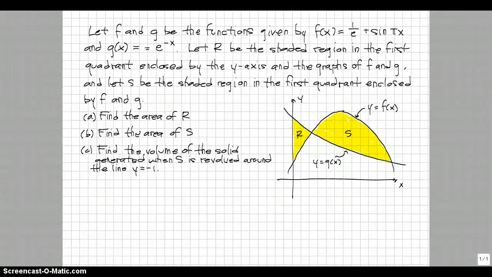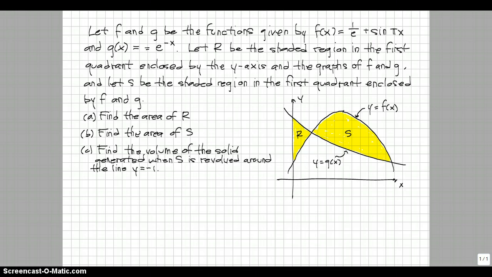Solution on a free response problem that we worked through in class the other day. It gives us another chance to practice or review how to find areas between curves, how to find volumes when those areas are being revolved around an axis or a line.